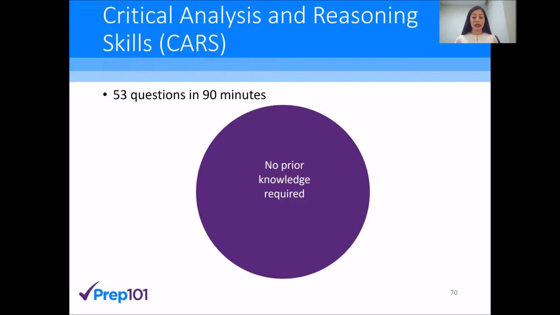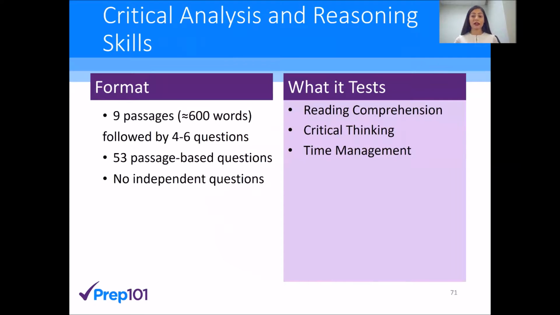So CARS is a series of passages that you'll be presented, 9 to be specific, that are coming from either the humanities or social sciences. So 50% will be humanities passages, and the other 50% will be social sciences passages. Let's give you an overview of the section a little more. All right, so this is kind of the format.